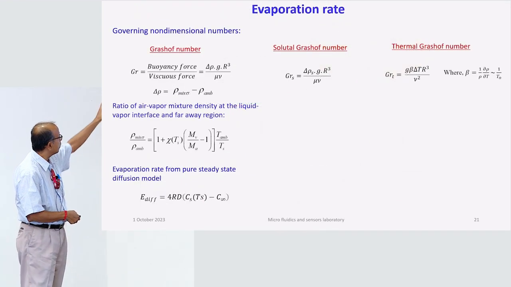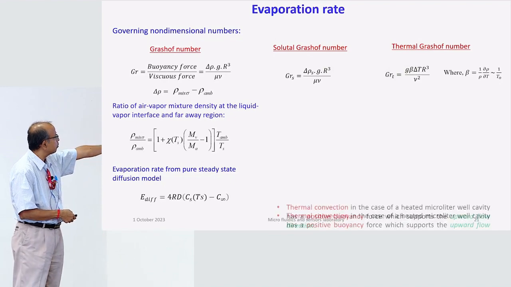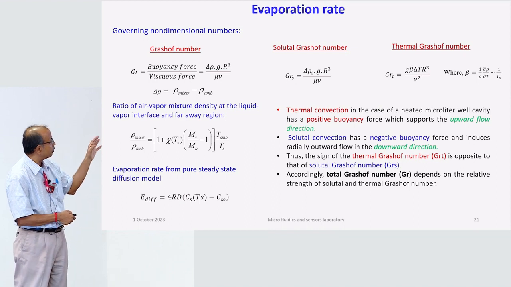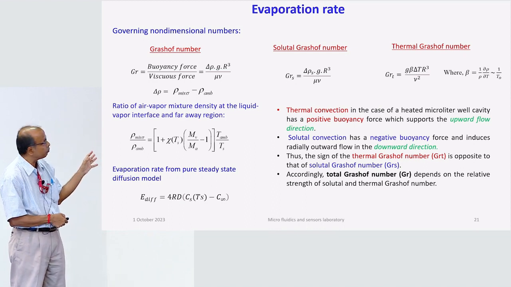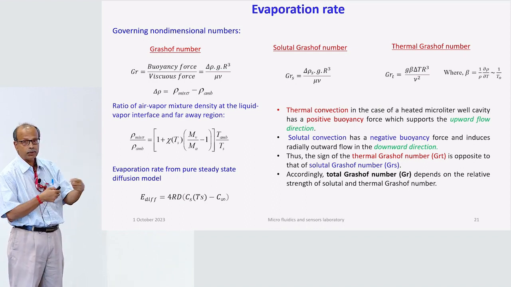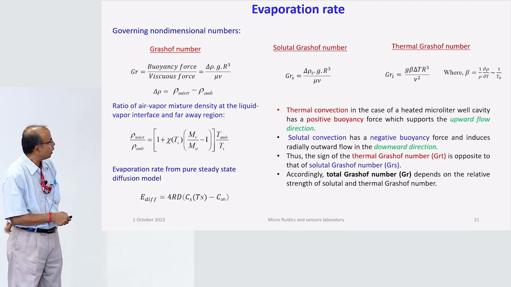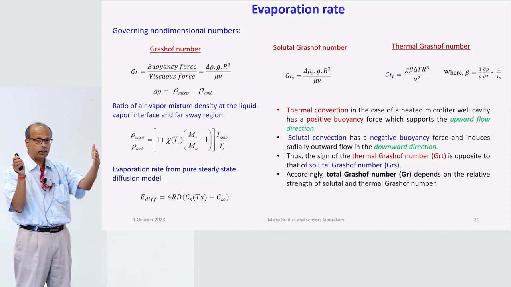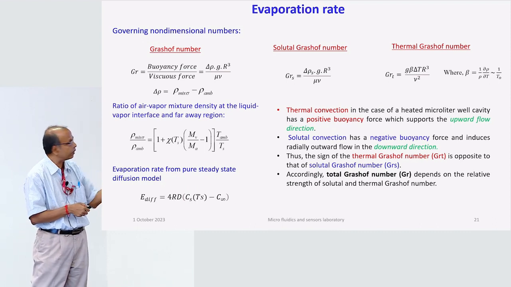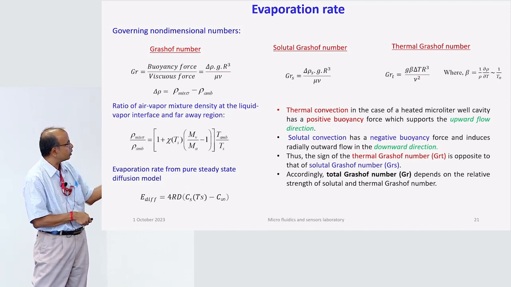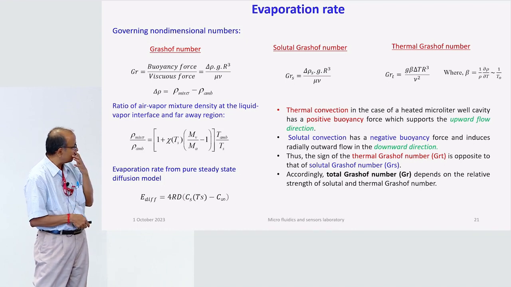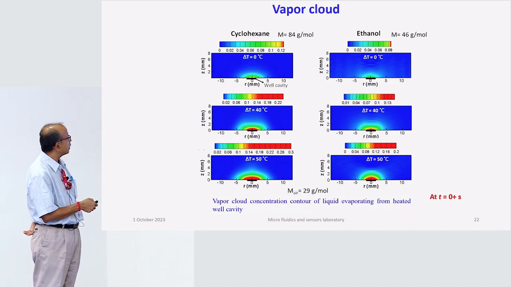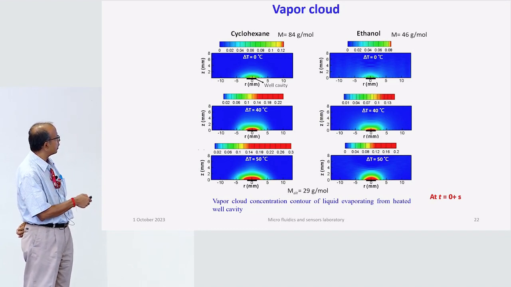And then this one again, but more importantly, if we look into the heat transfer and mass problem, we see that the Grashof number will have two components. One is solutal and one is thermal. So the Grashof number is now divided into two parts, and we look into the solutal contribution and the thermal contribution, and then look into the evaporation of the vapor cloud.